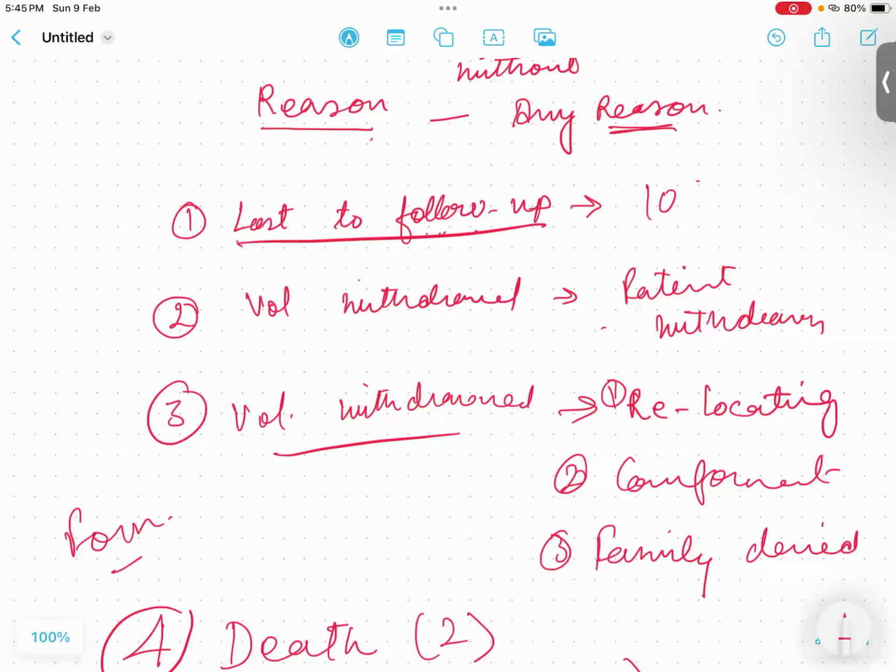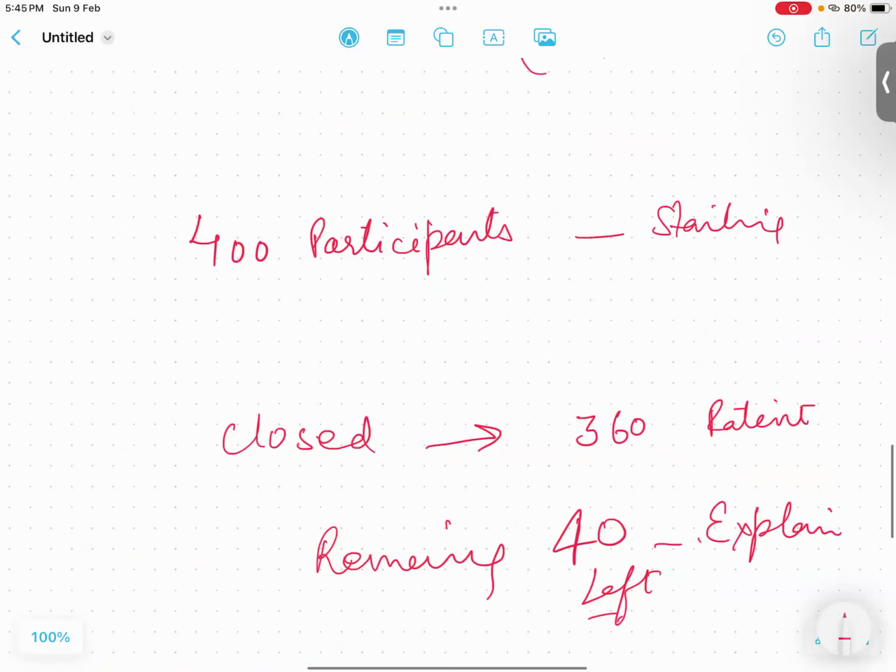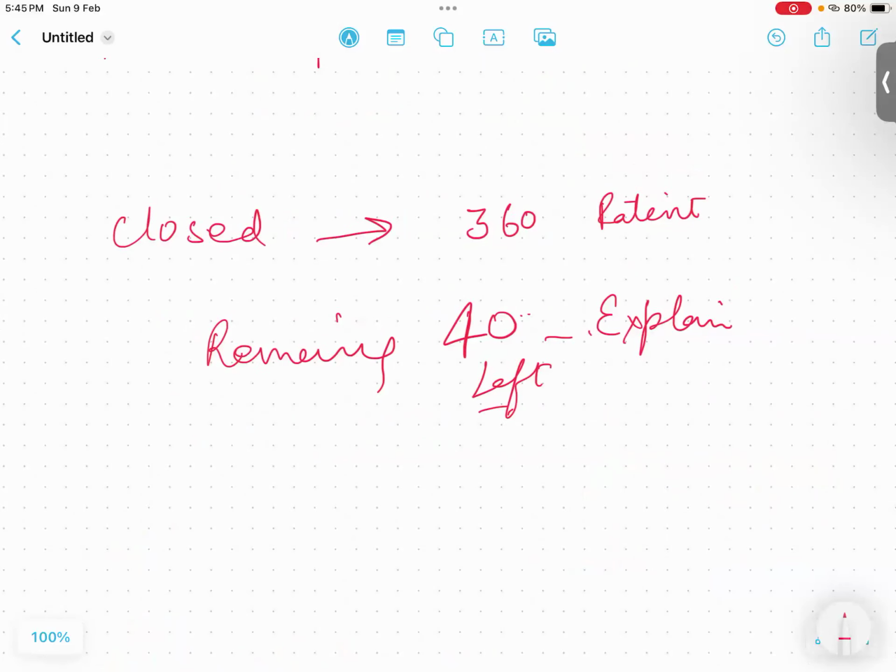This happens a lot in India, especially in metro cities. People have gone away, there is a function, there is a festival, they change their number as well. You are not able to track them, right? Then voluntary withdrawal, they changed their mind, they are not okay with it. So then you have to give an explanation in your CSR. That okay, we started with 400, now only 360 are left. What happened to these 40? You have to give the reason.